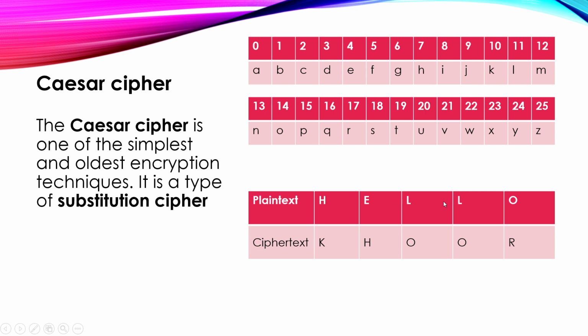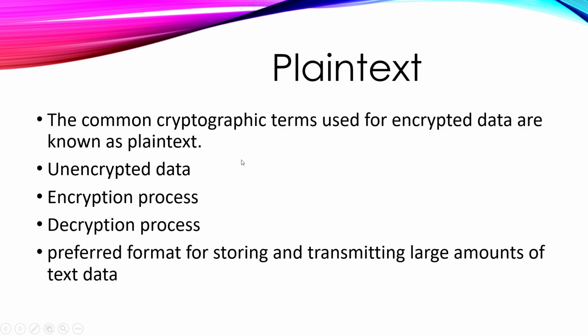So with all these letters of the plaintext, the final result is KHOOR, with the help of shifting by three alphabets. Okay, so now we will actually see what is plaintext.